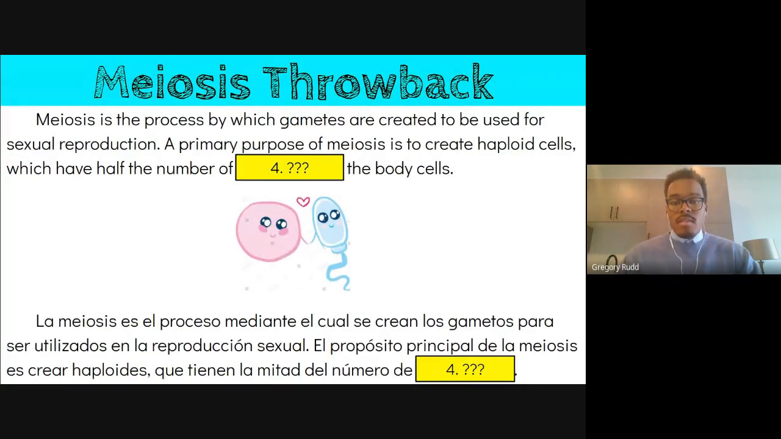What's the specific word for this type of DNA? They have half the number of what? I'll give you a hint. Your parents have, well, everybody has 46. Human beings have 46.